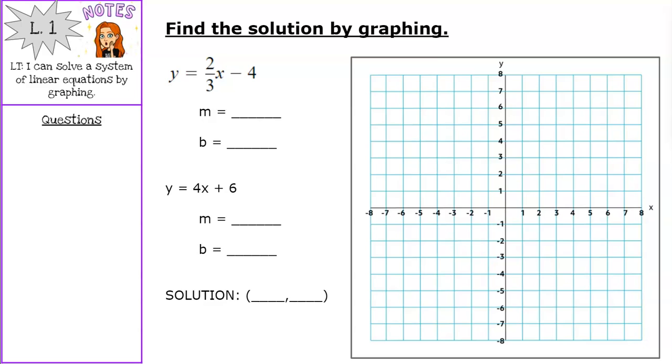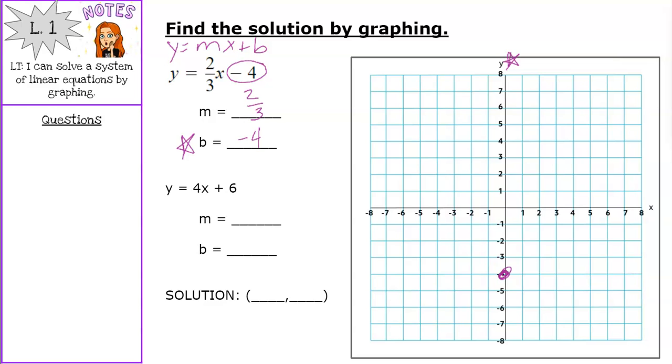So we're going to just jump in with two examples. This is our first example. Our first line is y equals 2/3 x minus 4. So we have y equals mx plus b. Our m is 2/3 and our b, remember we take that sign with the number, so it's -4. We're going to start by plotting our b on our y-axis. So we're going to find -4 and put a point there.